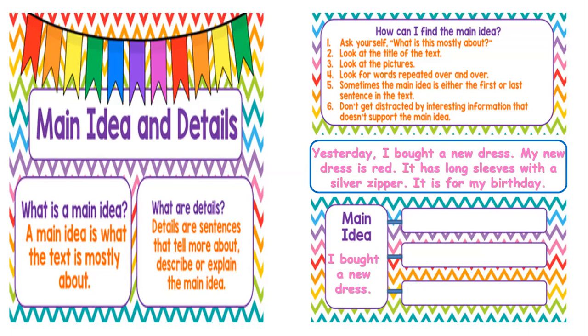Now, which sentences tell more about the main idea or describe the main idea? Excellent. My new dress is red, the dress color. It has long sleeves and it has a silver zipper. So these three sentences are the details which describe and explain the main idea, which is I bought a new dress.